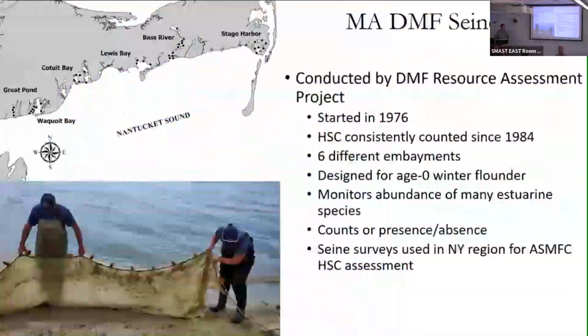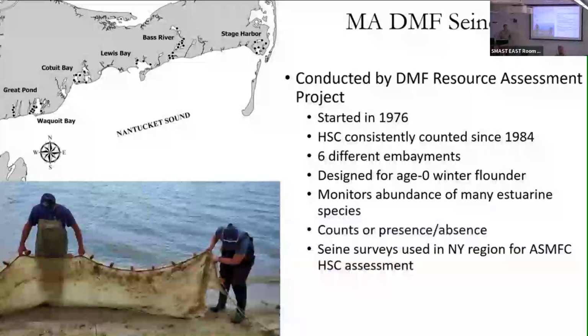Now moving on to our seine survey. This is a beach seine. They haul through some of these estuaries we have here: Great Pond, Waquoit Bay, Cotuit Bay, Lewis Bay, Bass River, and Stage Harbor. Started in 1976. Horseshoe crab has only consistently been counted since 1984. It's done in those 6 different embayments.